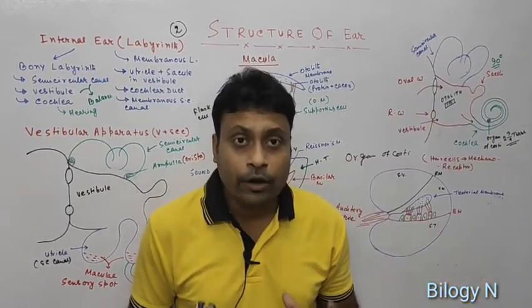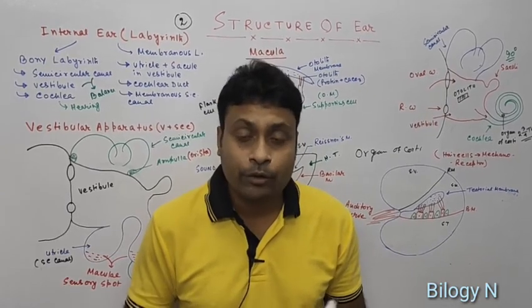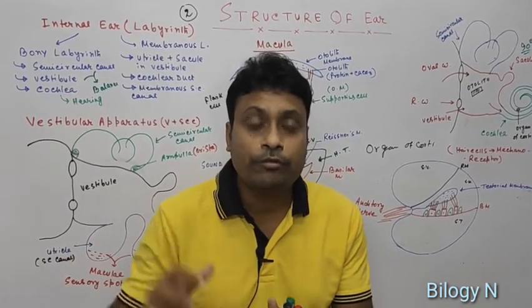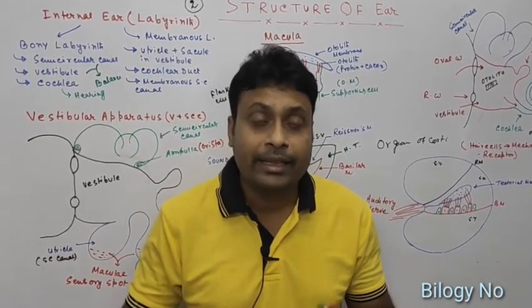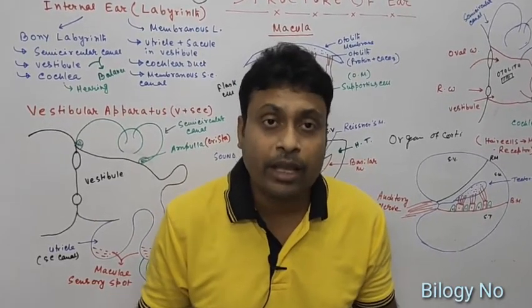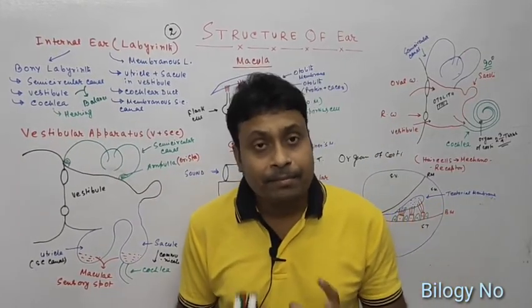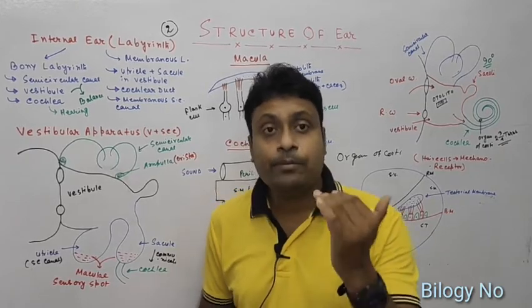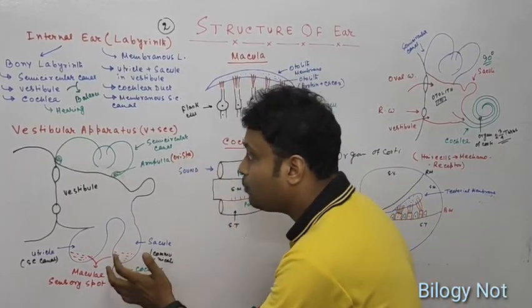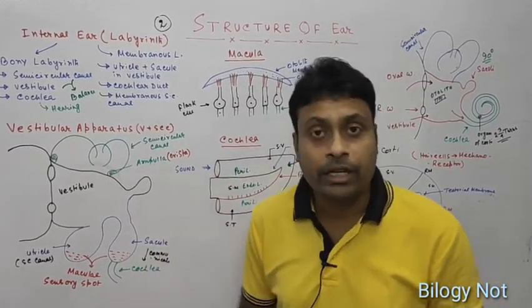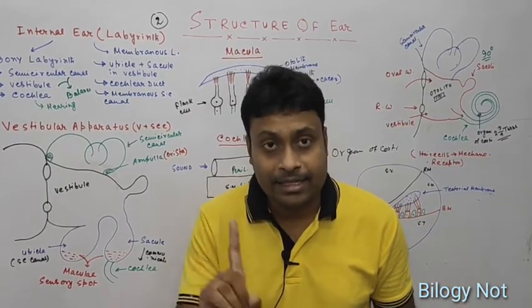And in the cochlea, the organ of Corti is present, which can capture the sound waves from the surrounding environment, and this helps us in hearing. Okay, and the sensory receptor cells present in the cristae, the macula and the organ of Corti are the sensory hair cells. This is important.